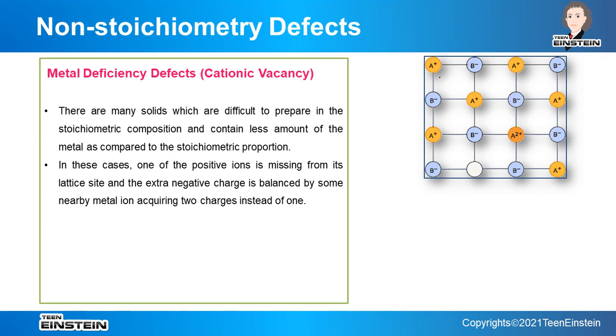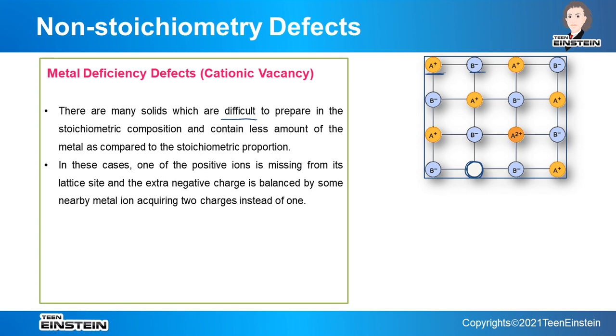So here A+ is the cation, B- is the anion. Here A+ is missing. Cationic vacancy. So now stoichiometry will be disturbed, but the reason behind this is the missing cation. There are many solids which are not very easy to prepare in stoichiometric composition, because they always contain less amount of metal as compared to the stoichiometric proportion. So metals are always present in lesser amount compared to the actual theoretical amount.